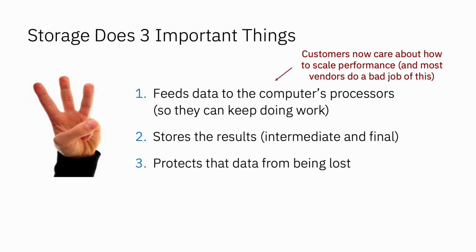But when it comes to feeding data to the computer's processors, that's getting harder and harder. Why? Well, NVIDIA is making very, very fast GPUs, and there's a whole host of other manufacturers making a lot of very fast accelerators used for AI or high-performance computing. And now scaling that performance, that's difficult. And most vendors don't do a great job of doing that.